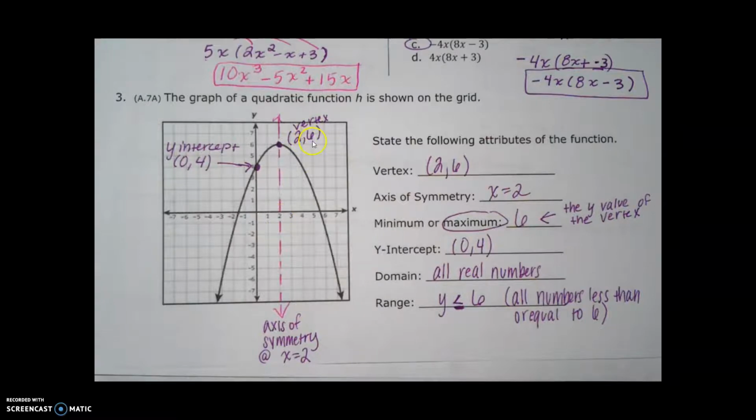Your maximum is always your y value of your vertex. Now this is a maximum because there is no minimum. It goes down forever. So we have a maximum at 6. The domain is all real numbers for this example. Only this example because it has arrows here. So please be careful when you get to your exam. Your range, it starts at positive 6 and goes down to infinity. So y is everything less than or equal to 6.